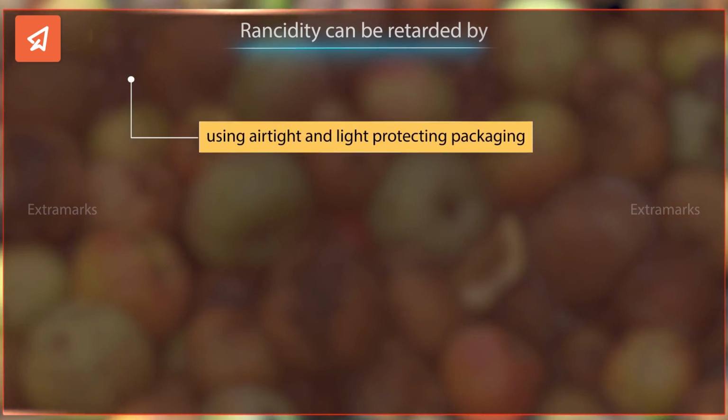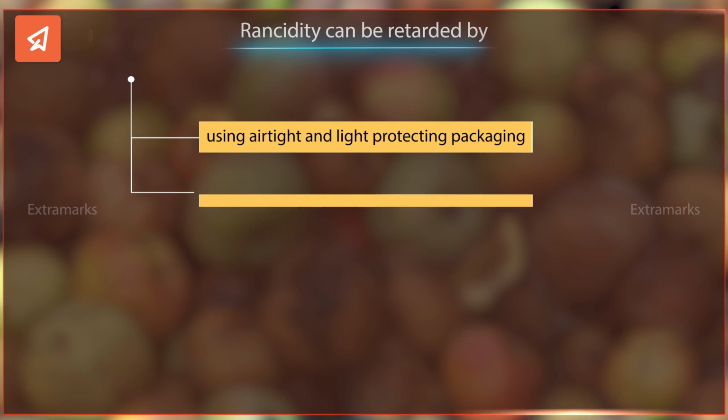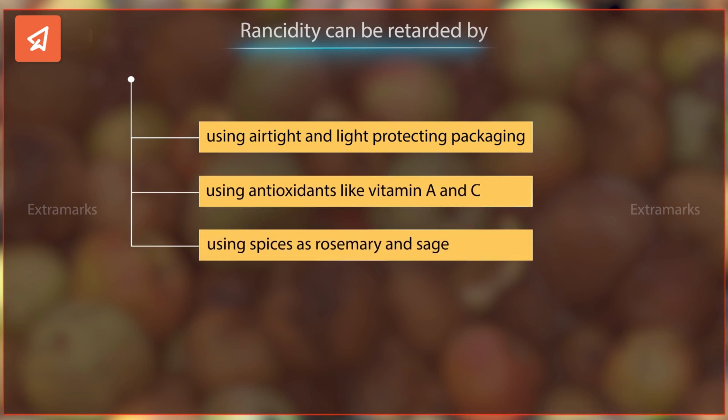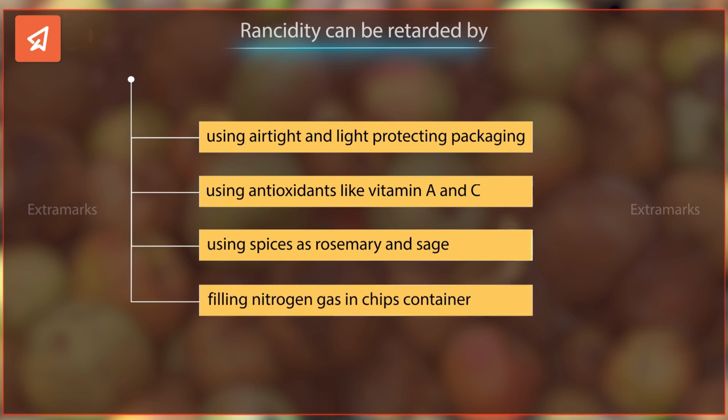It can be done by using airtight and light-protecting packaging, by using antioxidants like vitamin A and C, by using spices such as rosemary and sage, by filling nitrogen gas in chips container.